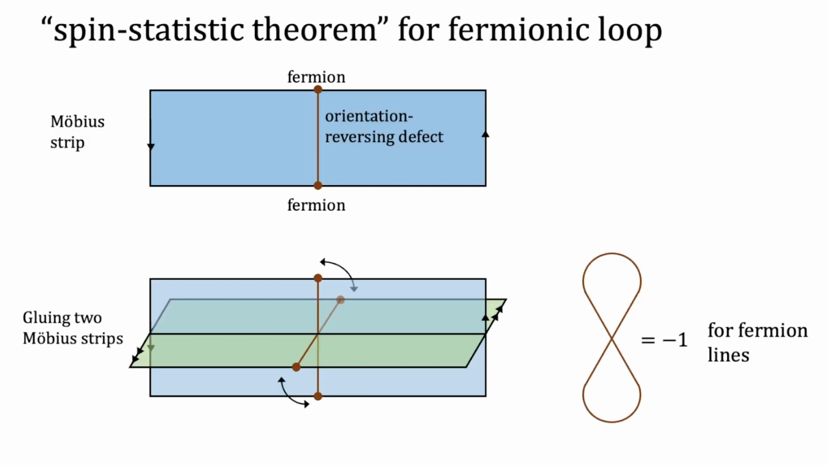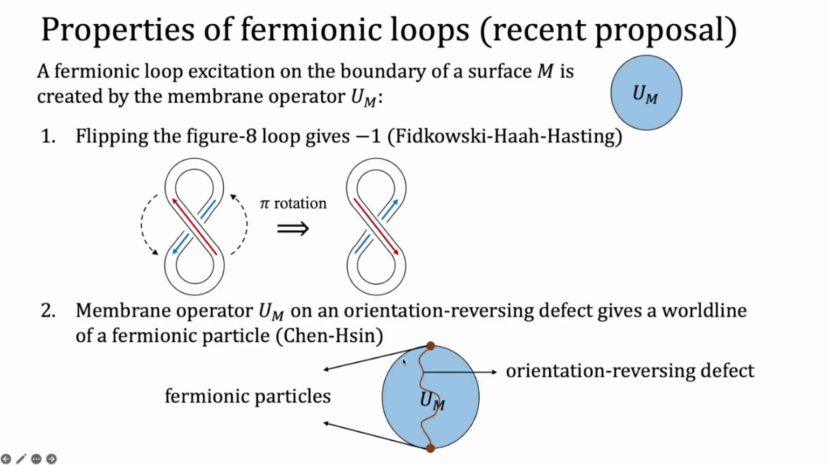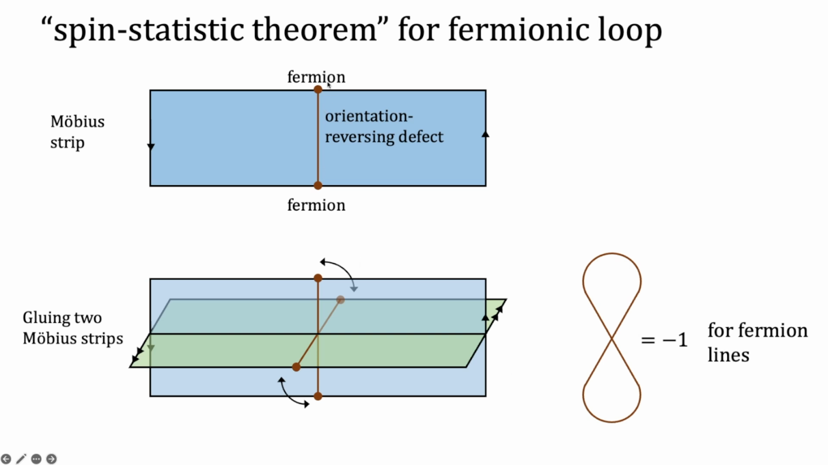Okay, so this is my setting here. First, I prepare a Mobius strip, and then I apply my membrane operator on this Mobius strip. According to my property 2, the orientation reversing defect of the Mobius strip is the world line of some fermion particle. Next, I prepare 2 copies of the Mobius strip. The blue one, you can see the right-hand side and left-hand side are glued in different directions. And I also prepare the other Mobius strip in this green rectangle, where the right-hand side and left-hand side have an upward direction.